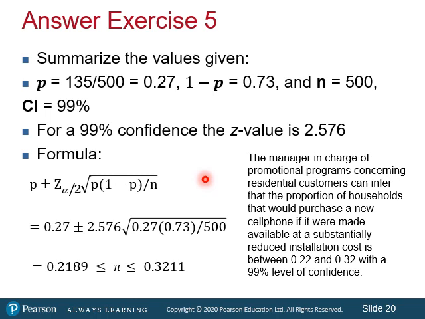So the next question is how we can use this information for the manager to decide on a promotional program. This is how you answer it. The manager in charge of promotional programs concerning residential customers can infer that the proportion of households that would purchase a new cell phone if it were made available at a substantially reduced installation cost is between 22% and 32% with 99% confidence.